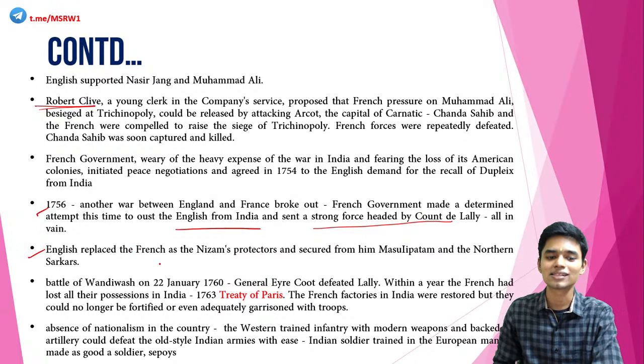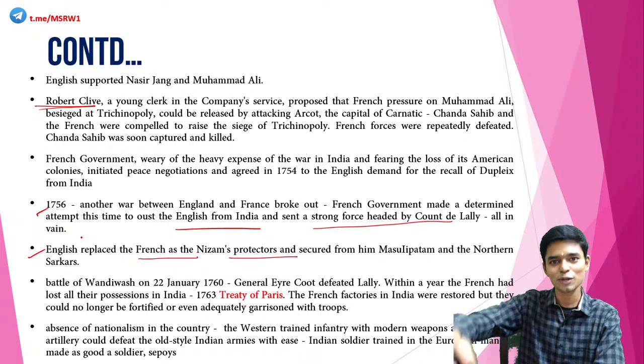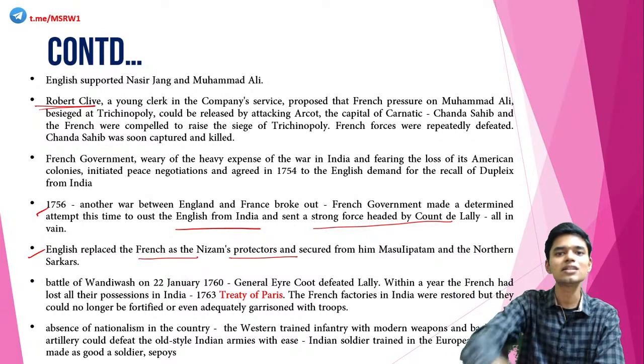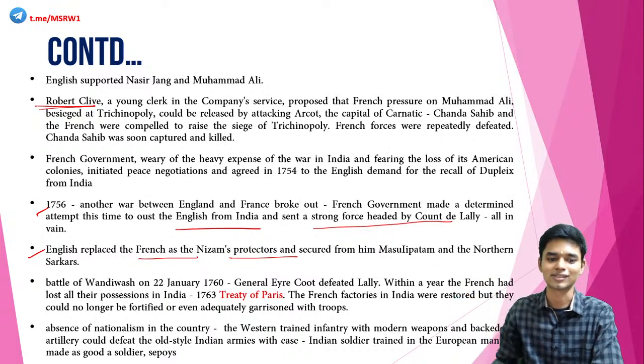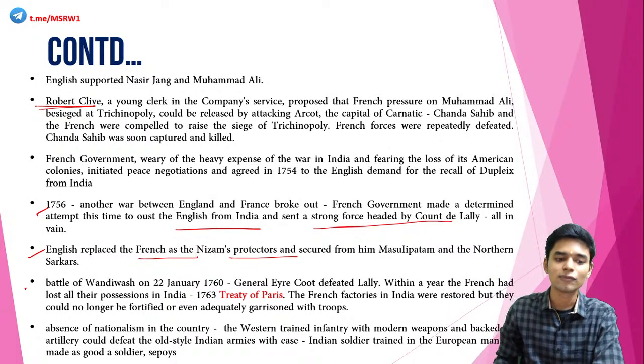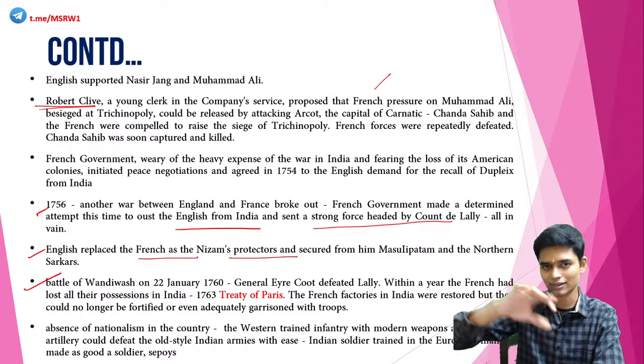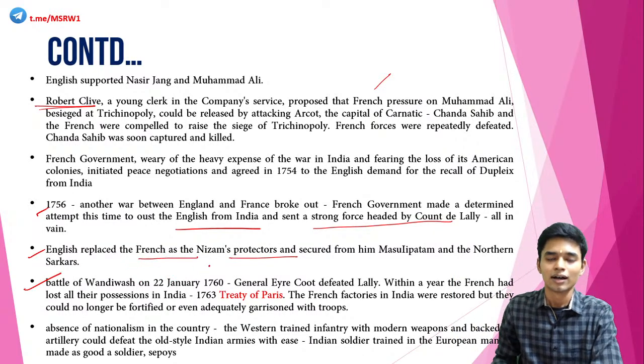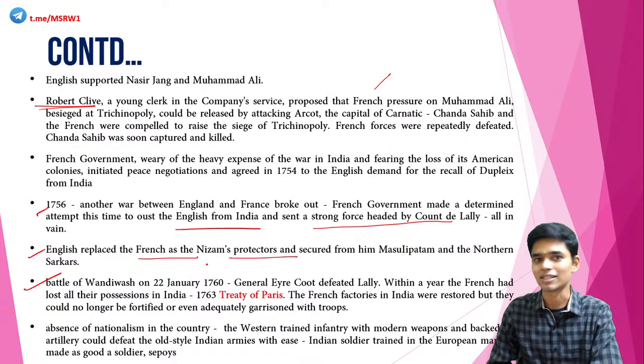The English now replaced the French as the Nizam's protectors and secured from him Masulipatanam and the Northern Circars. Earlier, Masulipatanam and the Northern Circars were granted to France by the Nizam. But now, when the French were defeated, the British got all these provinces. And finally, the Battle of Vandivash. The second Battle of the Carnatic was the one involving Chanda Sahib, etc. And the final battle between England and France in the Carnatic region, known as the Third Battle of the Carnatic, happened around 1760.